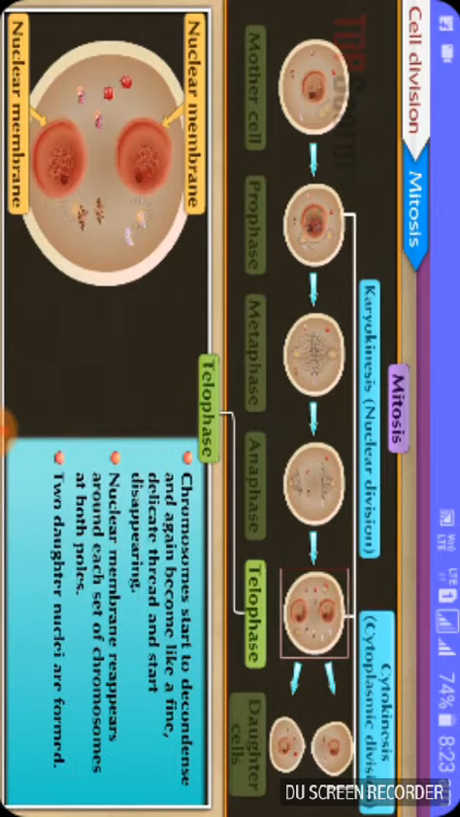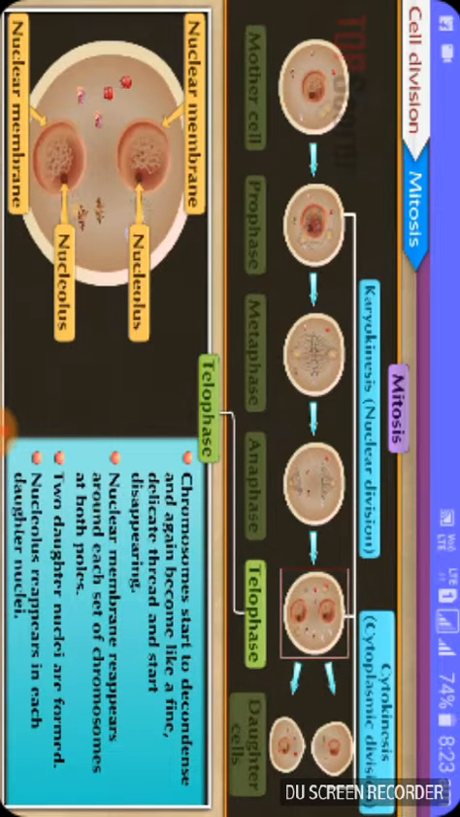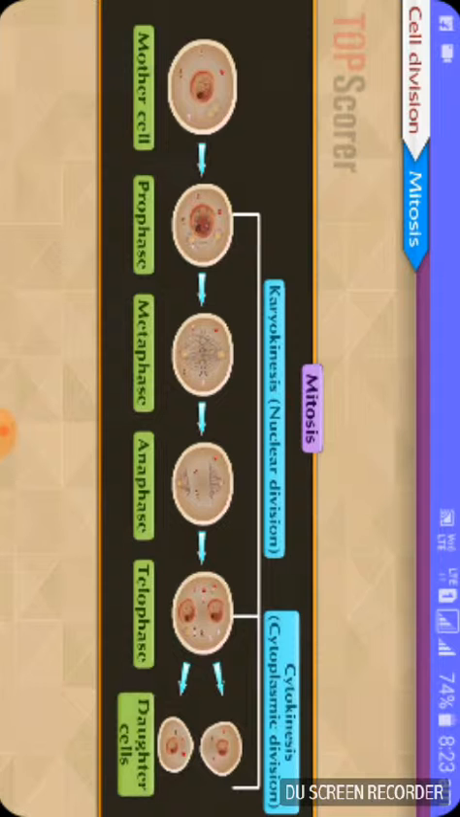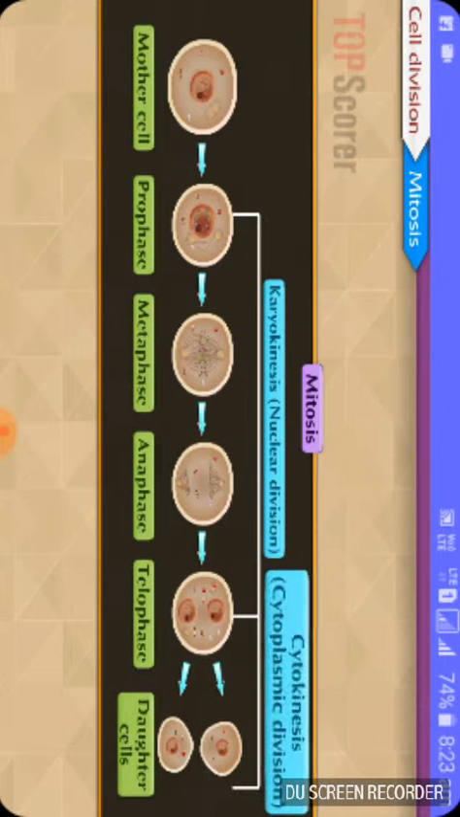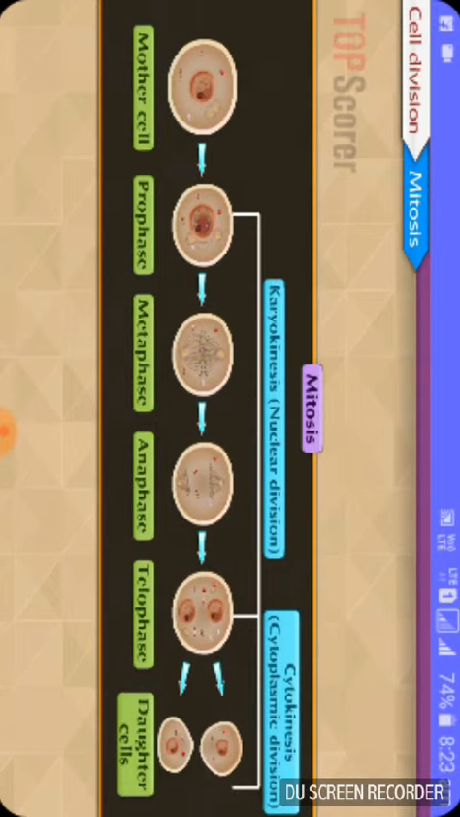Finally, two daughter nuclei are formed in a cell. The nucleolus also reappears in each daughter nucleus. Spindle fibers completely disappear. By the end of telophase, karyokinesis is complete, resulting in the formation of two nuclei with the same number of chromosomes. Now the second step of mitosis, that is, cytokinesis, begins.